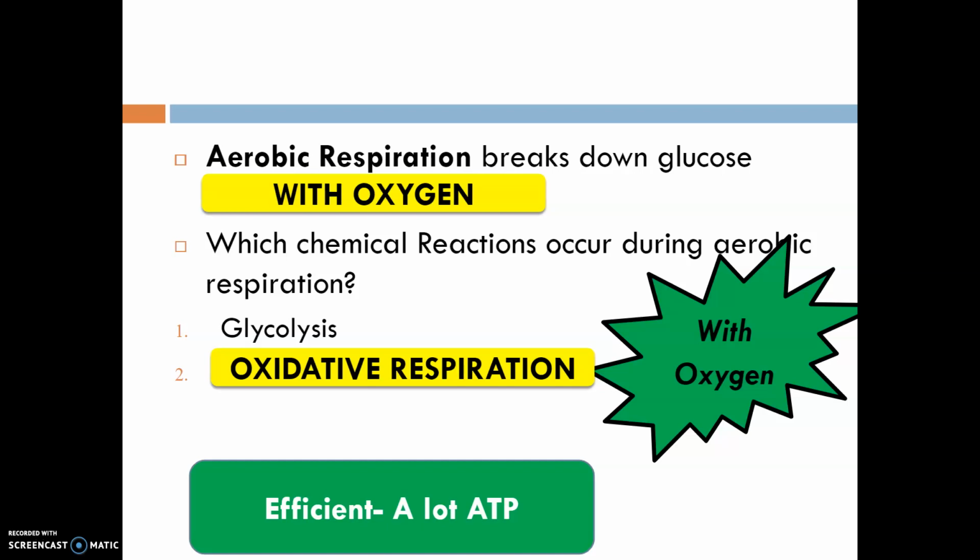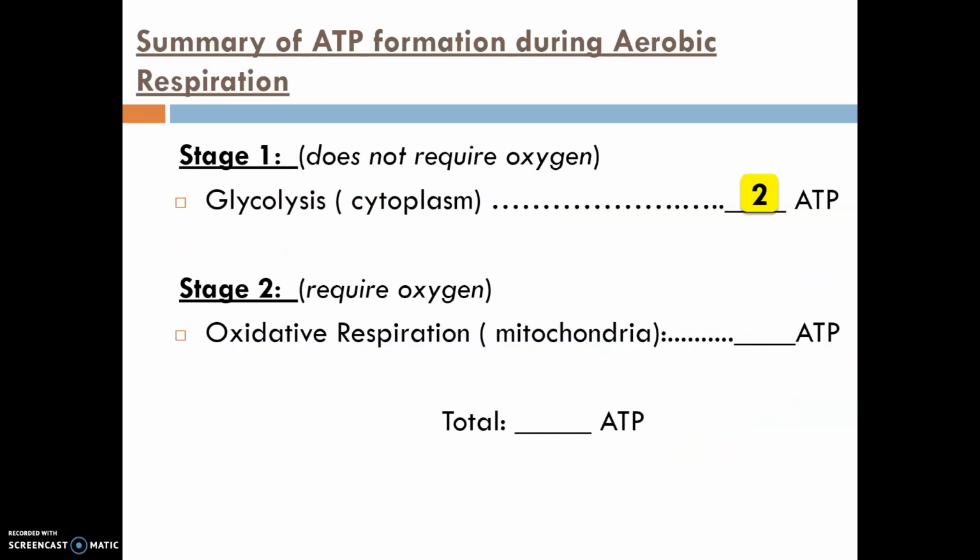Which chemical reactions occur during aerobic respiration? Glycolysis, again, so that's anaerobic and aerobic, and oxidative respiration. Think oxygen, oxidative. This is very efficient. Lots of ATP are made. So the first stage, stage 1, does not require oxygen. Remember, glycolysis can occur with or without oxygen.